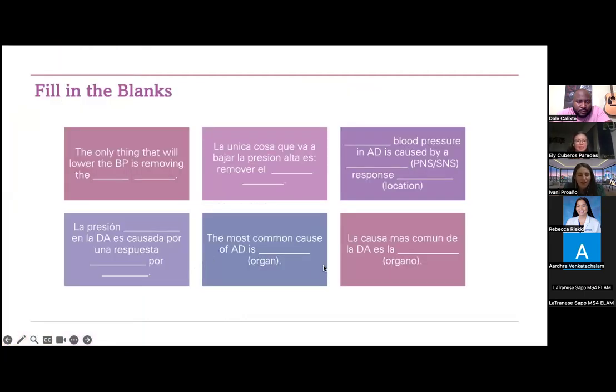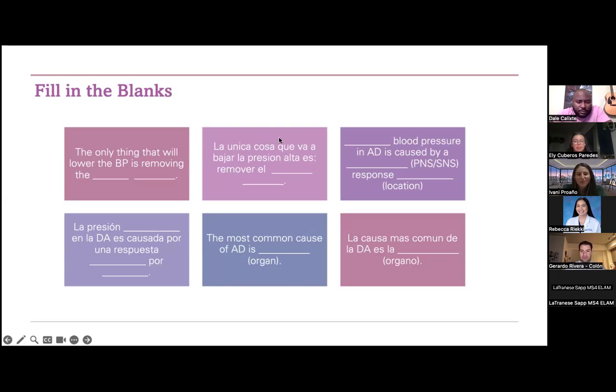All right, and we're going to fill in the blanks here. So the only thing that will lower the BP is removing the noxious stimuli. Beautiful. We're going to move on to this box. It's the same thing, but in Spanish. La única cosa que va a bajar la presión alta es remover el estímulo nocivo. Perfect. Good.